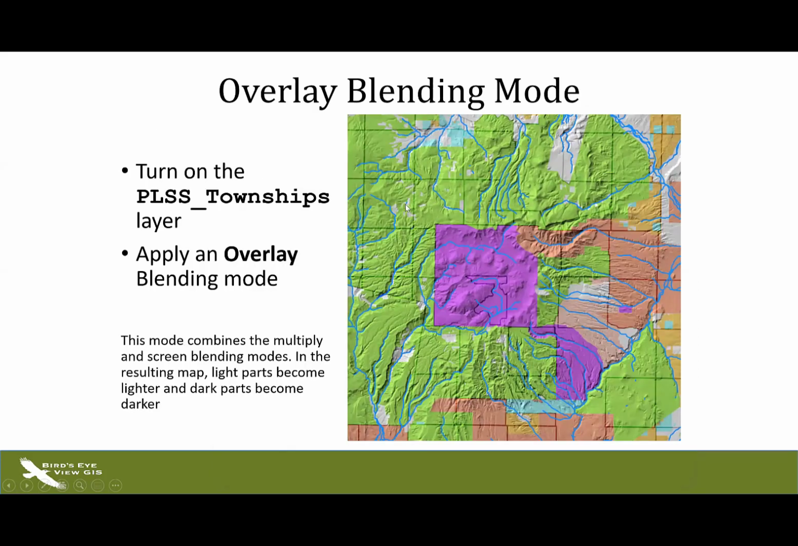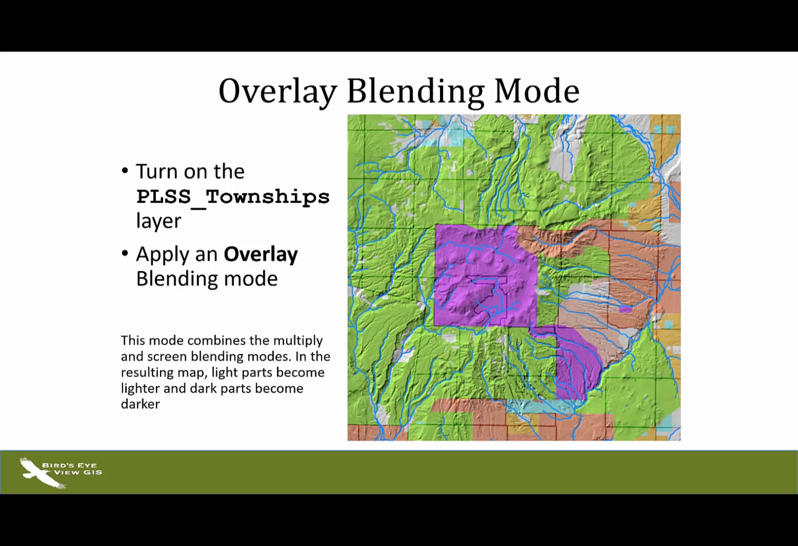Okay, so we've now explored that multiply blending mode in a couple projects. So let's now turn on the PLSS townships, Public Land Survey System townships layer, and it's styled as just outlines of the townships, black outlines. And what I'm going to have you try is give the township outlines an overlay blending mode. So you go to give it a layer blending mode of overlay. And this mode combines the multiply and the screen blending modes. And so light parts become lighter and dark parts become darker.